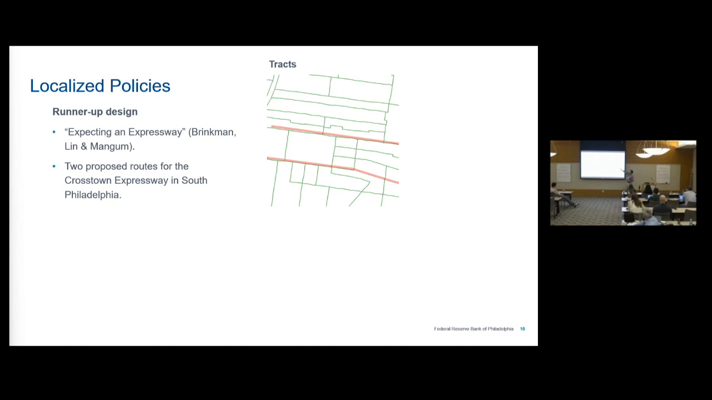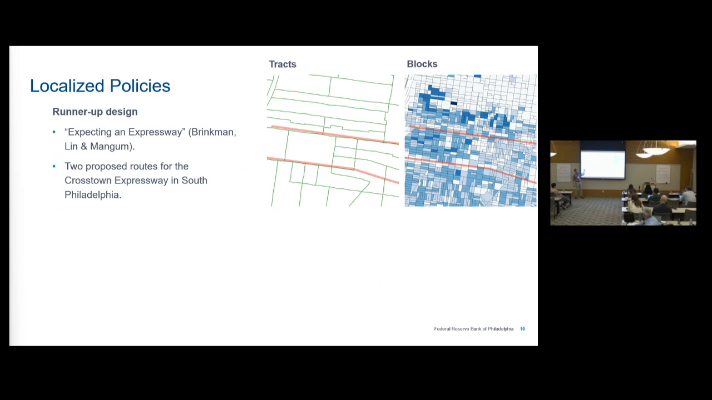Now you can see the problem with tracts immediately, which is that these tracts are big relative to the contrast between Washington Avenue and South Street. At least two tracts intersect or border on both alignments. And the other feature is there's just not a lot of tracts, right? And so we're going to have problems implementing a runner-up design with the tract data. In contrast, blocks are very small, they're granular. We have blocks that are very tightly aligned with the routing of Washington Avenue and South Street, respectively. And that's what enables us to estimate an event study or a difference-in-differences design.